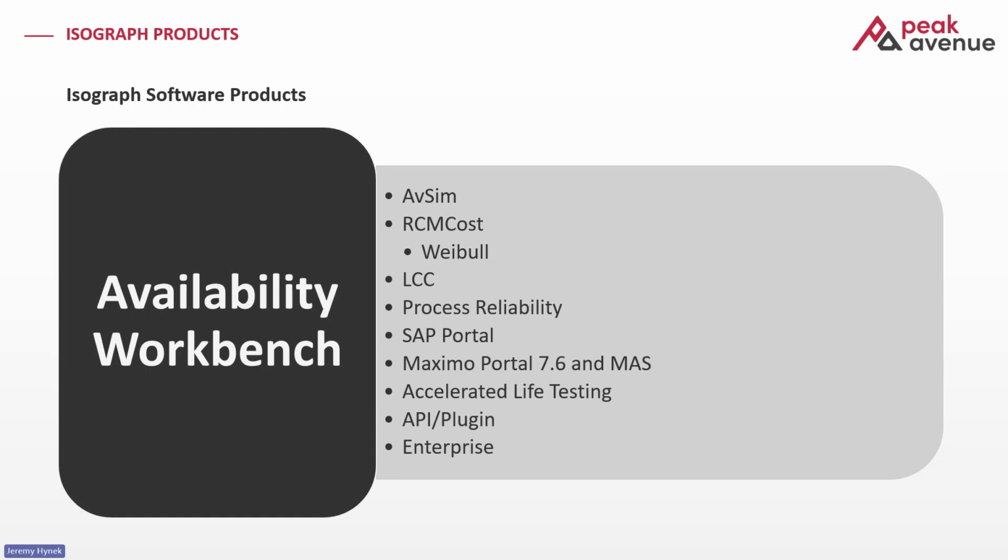Process reliability, it's a good view of how your system's behaving over time, whether it's getting better or worse. And then we have some portals into CMMS systems like SAP and Maximo. Accelerated life testing, it lets you put these systems under increased stress to see how they behave, so you can predict a lifetime value. We have APIs and plugins so that you can link to outside programs, and there's an enterprise add-on which lets you save files in a central location. It gives the admin control over who can access those files and what they can do with them.